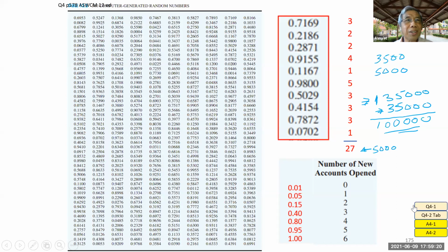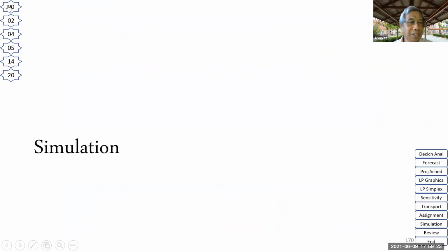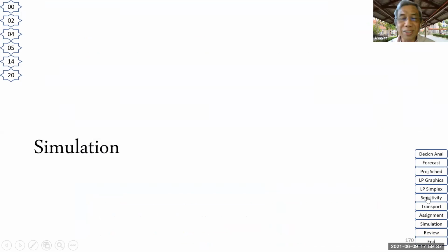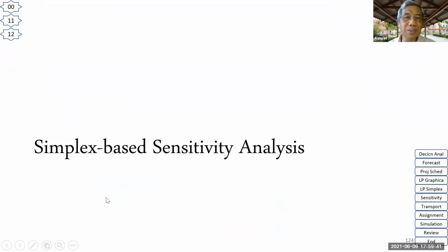Okay. I think we have time. Can we do a sensitivity study? I think simplex, we don't have time. Or do you want to do simplex? It's quite long. I think sensitivity is easier, and it takes quite a short time. Let's do simplex-based sensitivity.